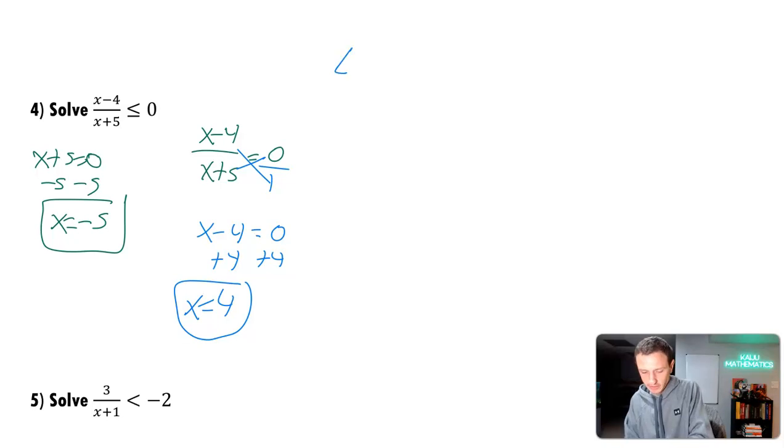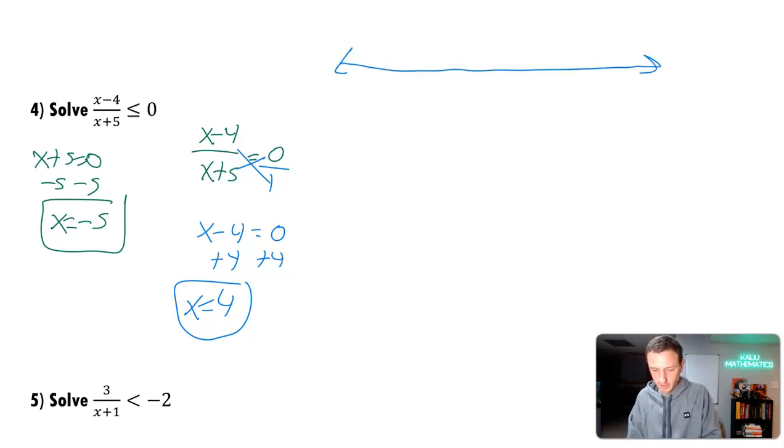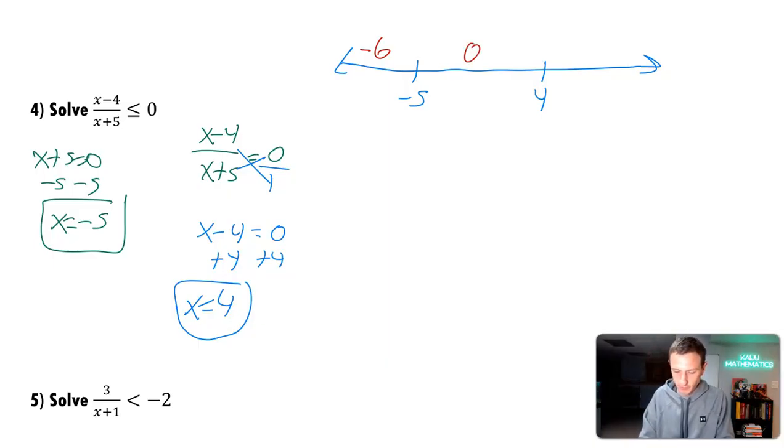So on the number line, same strategy as what we were just doing a second ago. On the number line, I have the number -5. I have the number 4. We want to use test points again. So the first region, I'm going to test out -6. Second region, from -5 to 4, 0 is in that interval, so use 0. And then 4 out to infinity, let's just use 5.